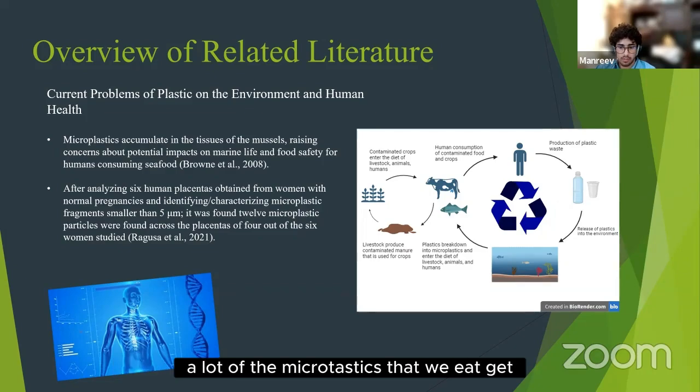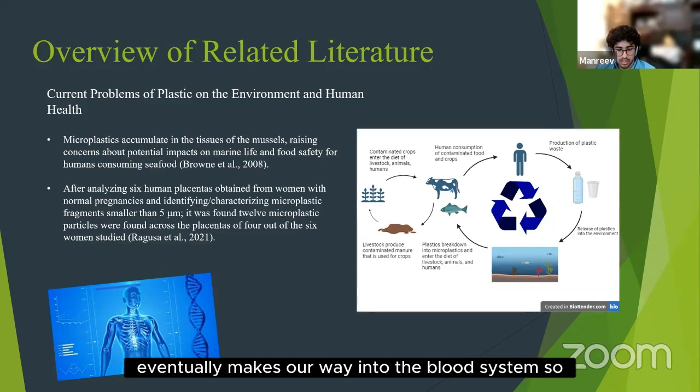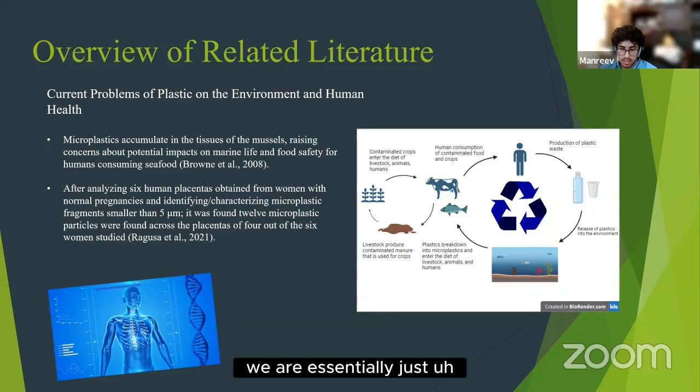Another part that affects the human body is the blood. A lot of the microplastics that we eat eventually make their way into the blood system. So we essentially have a lot of plastic circulating through our body.